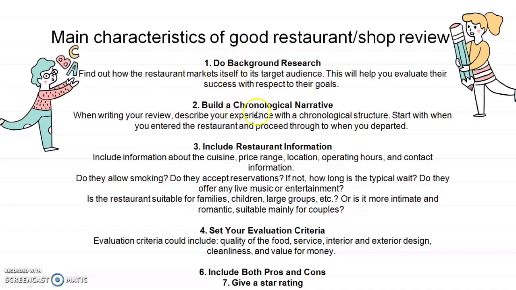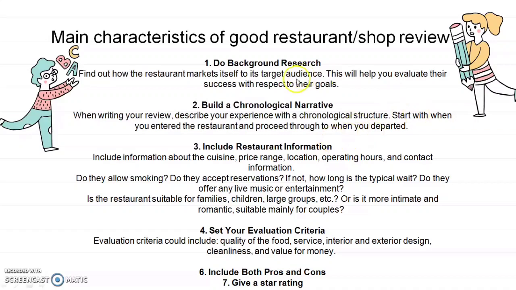Okay, number 2, build a chronological narrative. What is a chronological narrative? When writing your review, describe your experience with a chronological structure. Start with when you enter the restaurant or shop and proceed through to when you departed. Kamu pergi dekat kedai atau restoran tu, what is your first impression of the look of the restaurant? Kamu tak masuk lagi ni. Bila masuk pula, bau makanan. Dah duduk, macam mana servis dia. So, it's a chronological narrative of your experience starting when you enter until you went out of the shop.